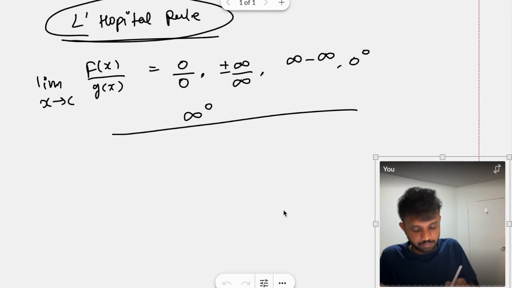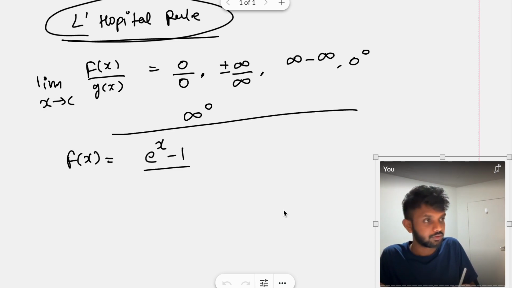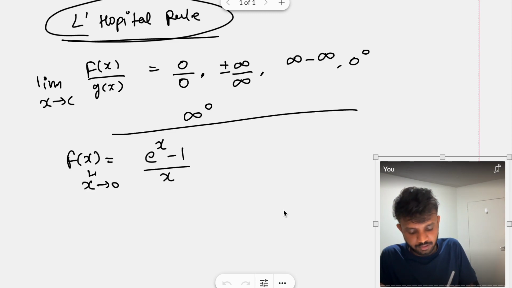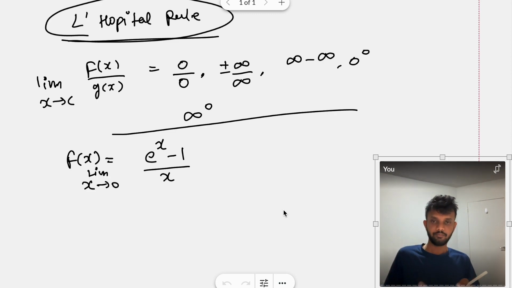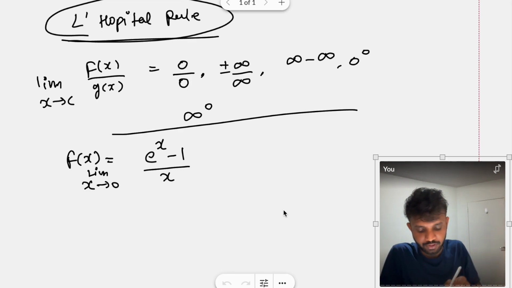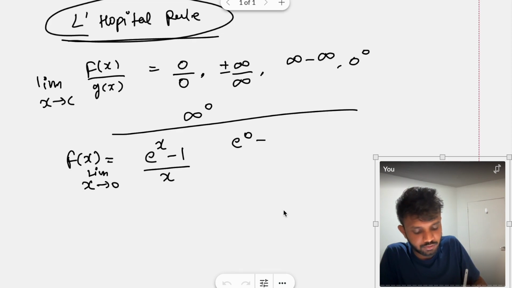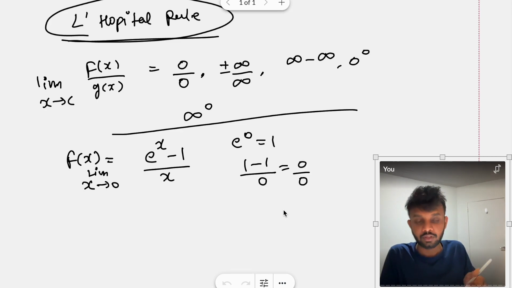Now we'll solve some problem. Suppose our f(x) is equal to (e to the power x minus 1) over x, and x tends to 0, right? This is the limit, and I want to find the value of this f(x) for x tends to 0. Now you can see if I put x equal to 0, e to the power 0 is equal to 1, so this will be 1 minus 1 over 0. So this is 0 by 0, so I can't determine the limit. So what I'll do in this case, I'll apply the L'Hopital rule.